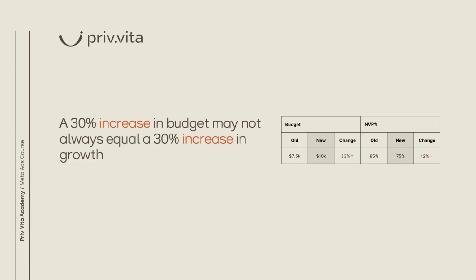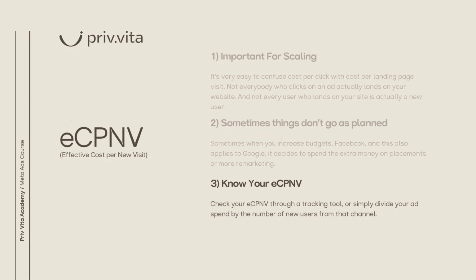So the point I'm trying to make is that a 30% increase in your budget may not always equal a 30% increase in growth. Check your ECPNV through a tracking tool, or simply divide your ad spend by the number of new users from that channel. And that is pretty much it. I mean, there are a couple more terms and business metrics, but this is enough for now to understand each other and help you grow with Facebook ads.